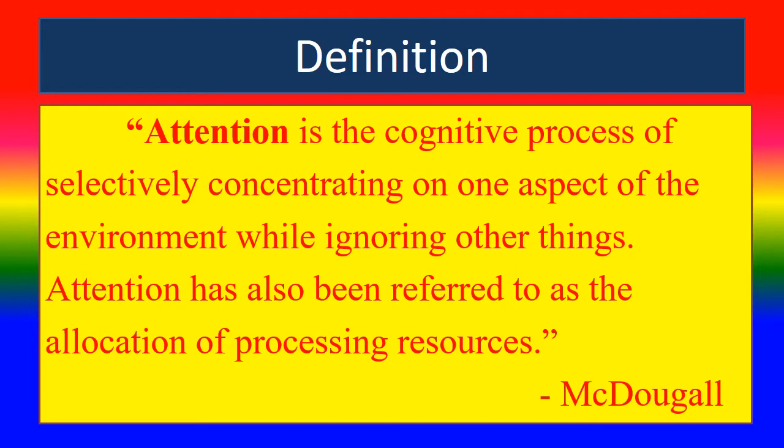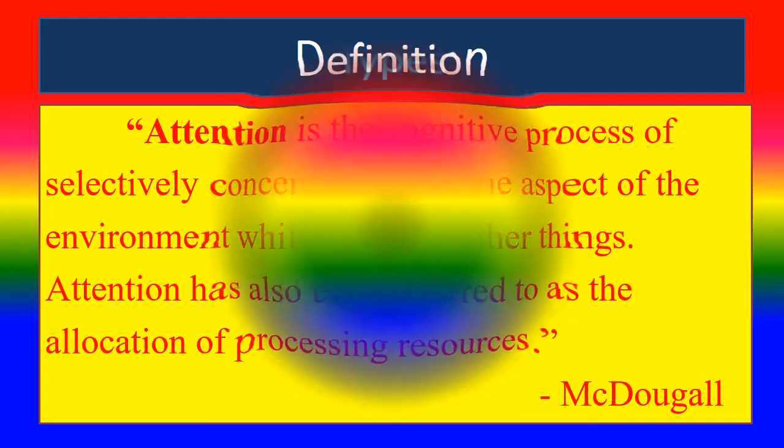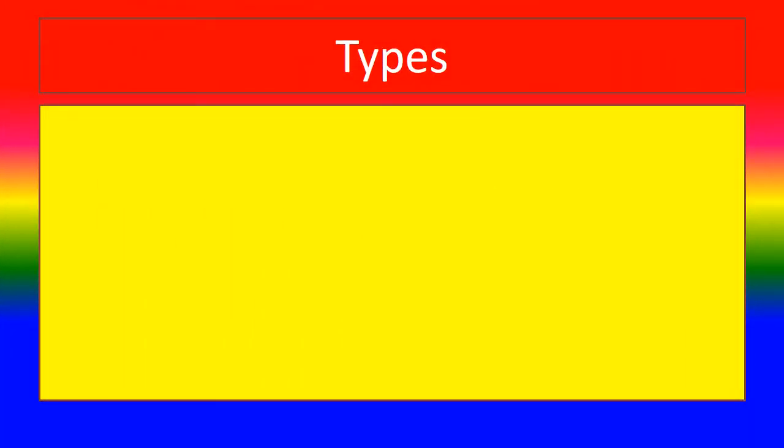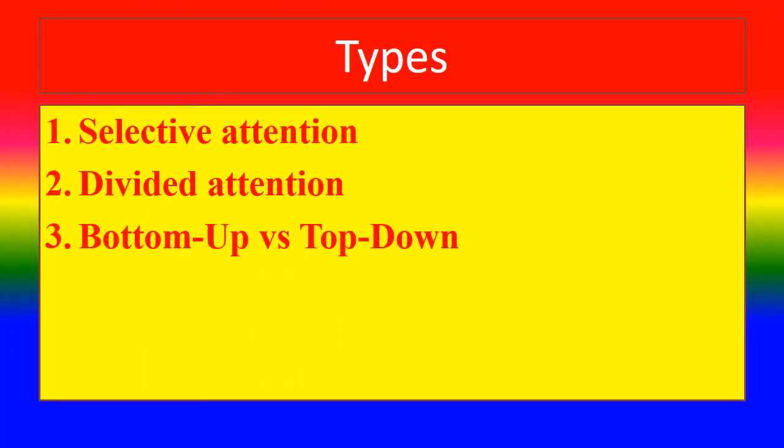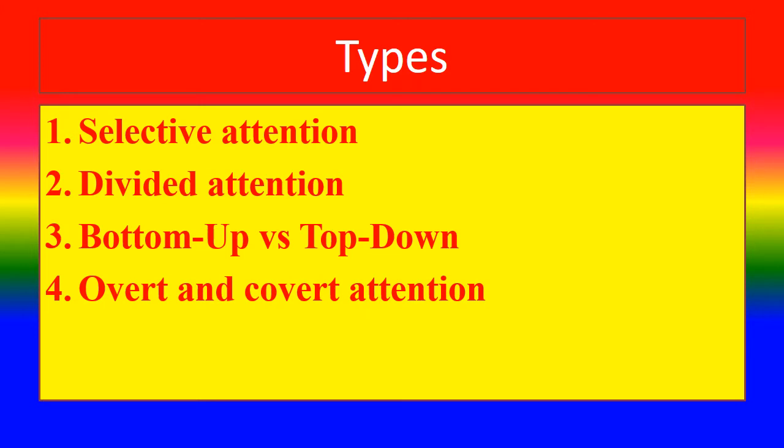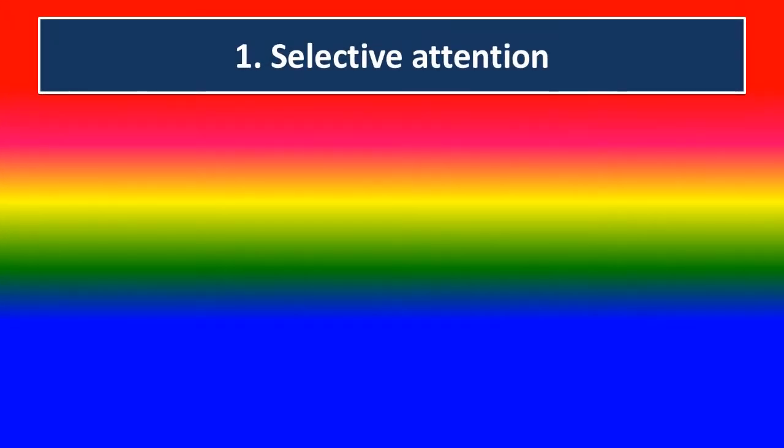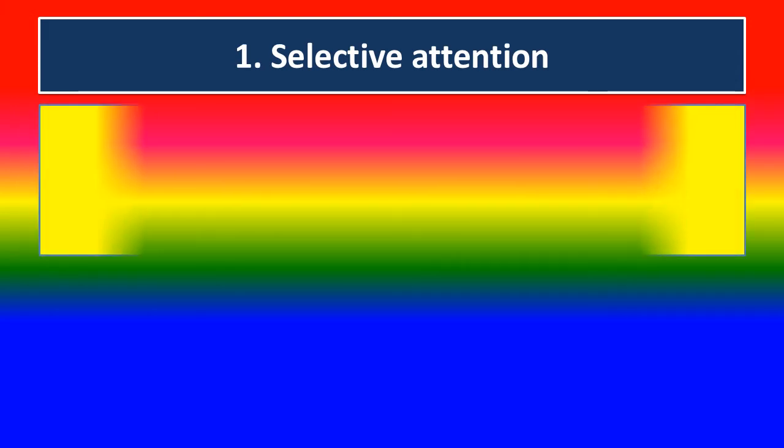According to McDougall, types of attention: first, selective attention; second, divided attention; third, bottom up versus top down attention; fourth, overt and covert attention; fifth, sustained attention. Detail going on. First, selective attention.